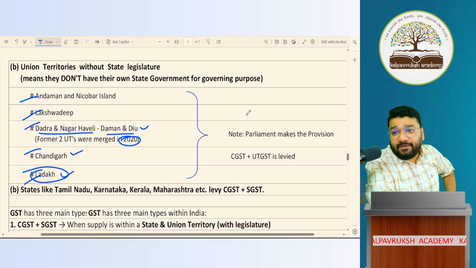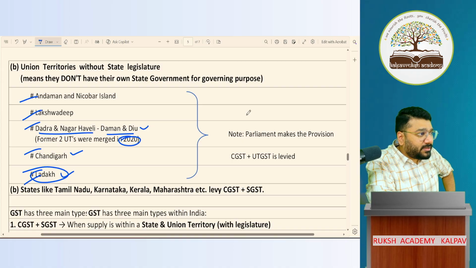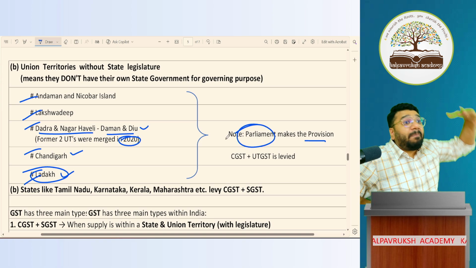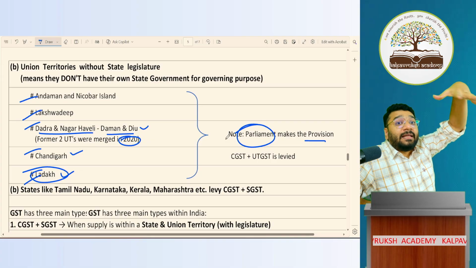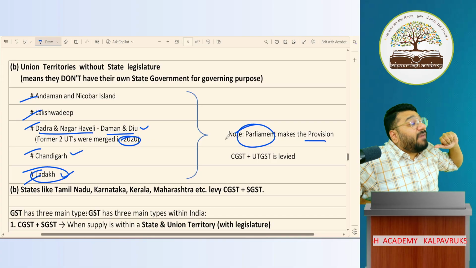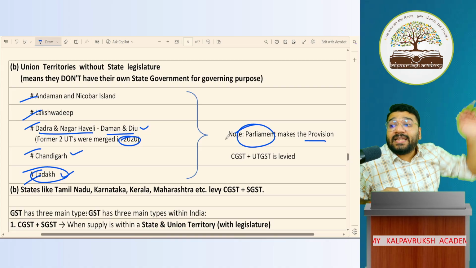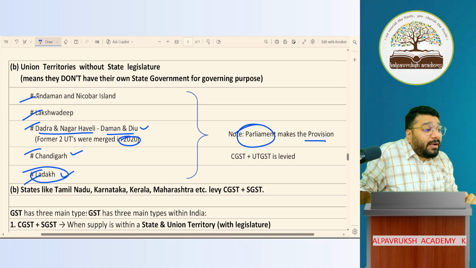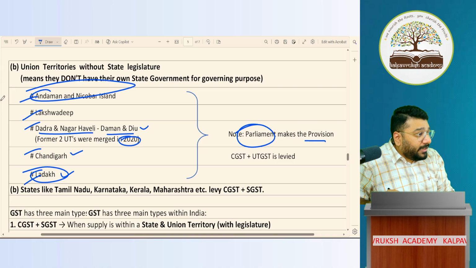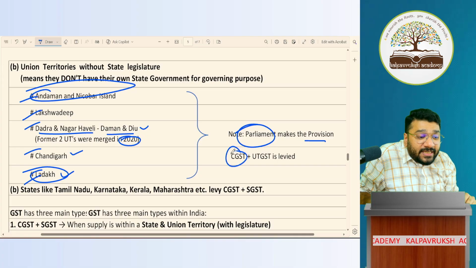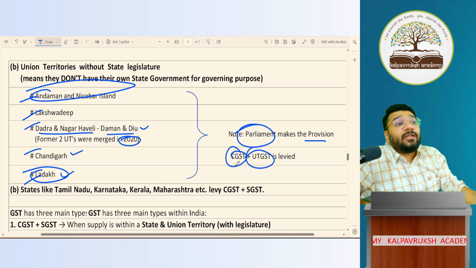Whereas the remaining 5 union territories don't have their own state legislative assembly. Provisions for these UTs are made by the parliament, the parliament at the national level, which will take decisions for these 5 union territories. So we call them union territories without state legislative assembly. If you go to Andaman and Nicobar Islands and buy any product from there, that is intra-state supply. In the bill, you will find CGST and UTGST. Got it?